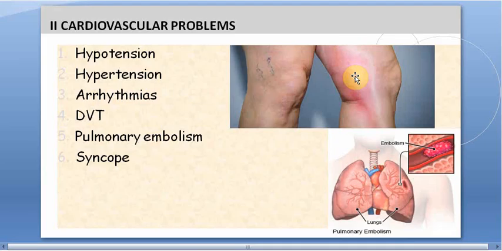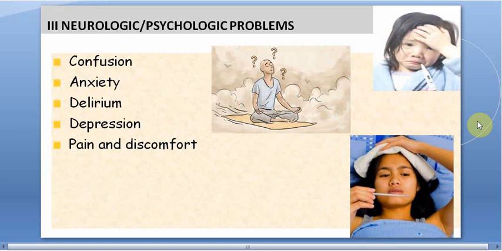Next one is syncope. Syncope means temporary loss of consciousness. Now, why does syncope happen after surgery? It could be because of hypotension or because of excess bleeding also. So, you have to assess what is the cause of syncope. You can monitor the blood pressure of the patient also.